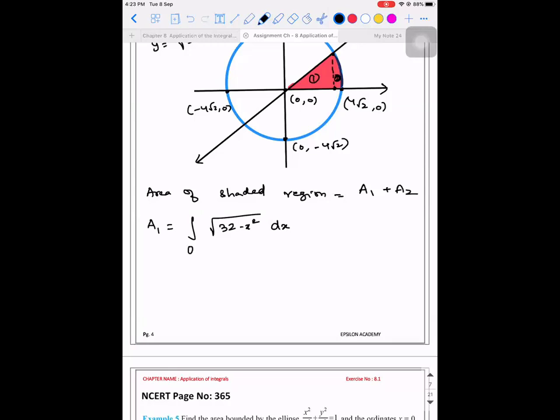I'm writing one thing. So 0 to 4 root 2. Is it right? No, sir. Don't make this mistake just because they have given it. It is some value which is less than 4 root 2.